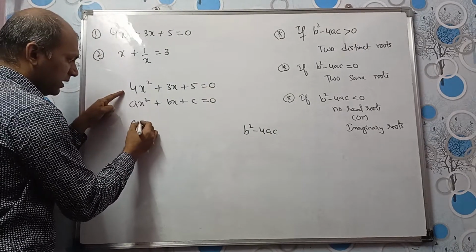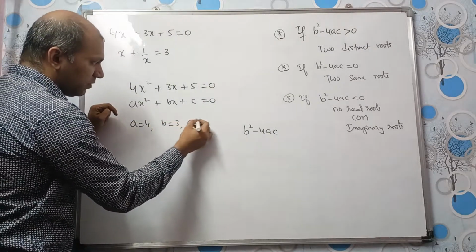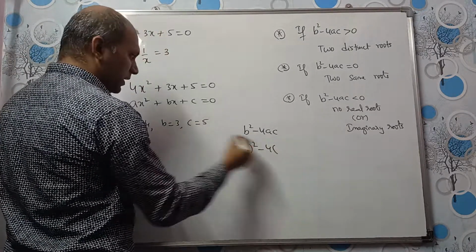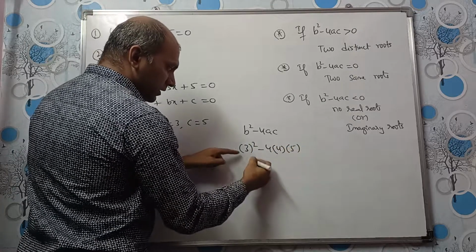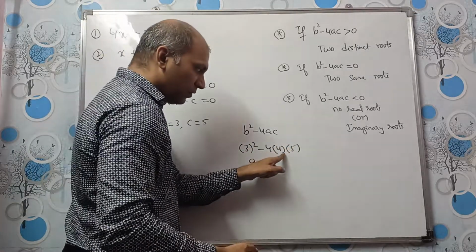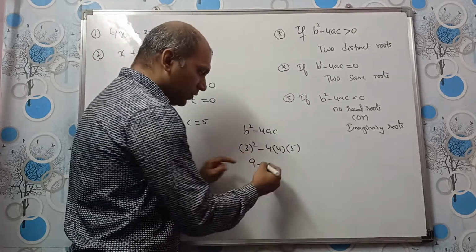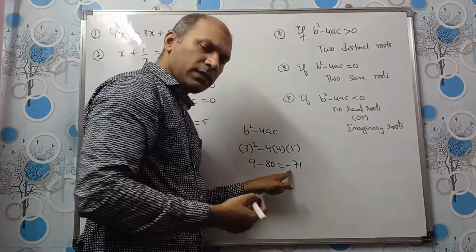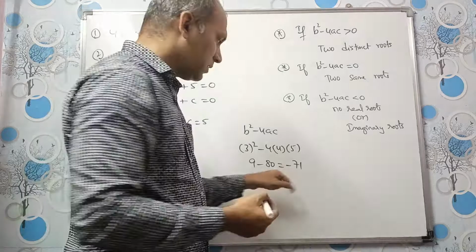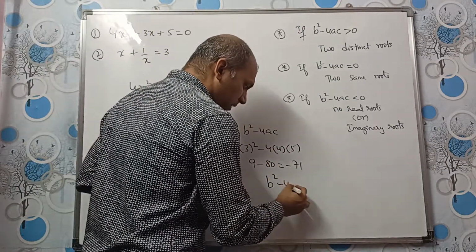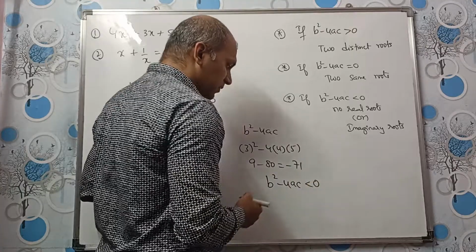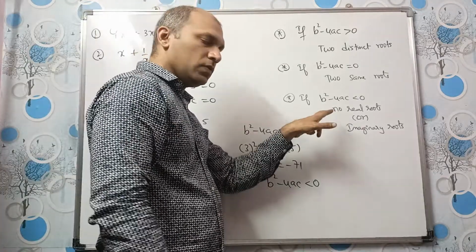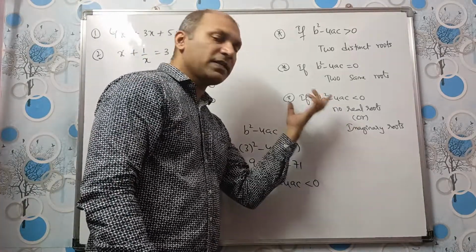What is a? It is 4. What is b? It is 3. What is c? It is 5. So b square is 3 square, minus 4 into a, which is 4, multiplied by c. 3 square is 9, 4 5s are 20, 20 into 4 is 80, so 9 minus 80 will be minus 71, right? Is it greater than 0, equal to 0 or less than 0? It is less than 0. b square minus 4ac is negative. So can we have real roots? No, no real roots exist, or imaginary roots exist.